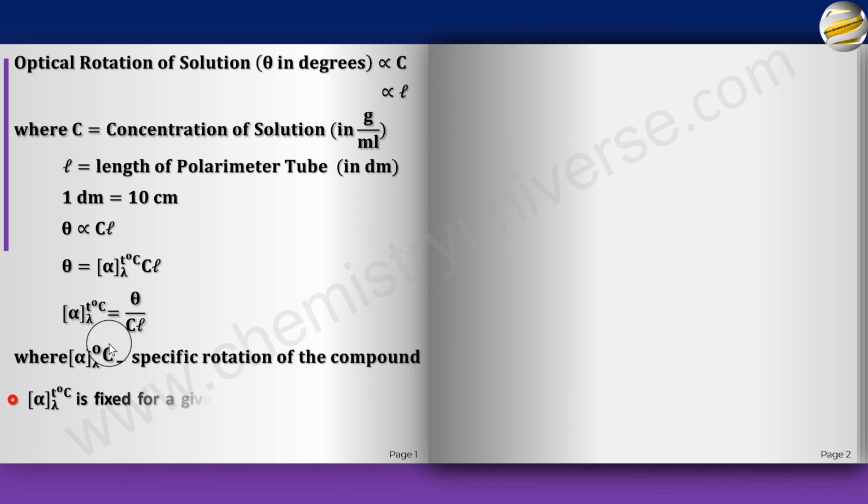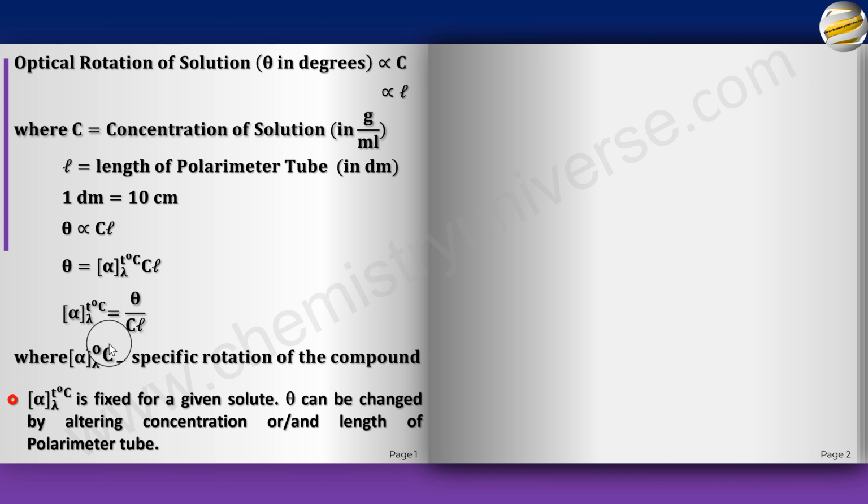And what does this specific rotation mean? It is the rotation of an optically active compound having a concentration C equal to 1, and remember C is in gram per ml, so I take 1 gram per ml, and the length of the tube is 1 decimeter. So when I keep all others as unity, the angle of rotation of the compound at that point is called specific rotation. Therefore, alpha is fixed for a given solute. Theta can be changed by altering concentration and length of the polarimeter tube.